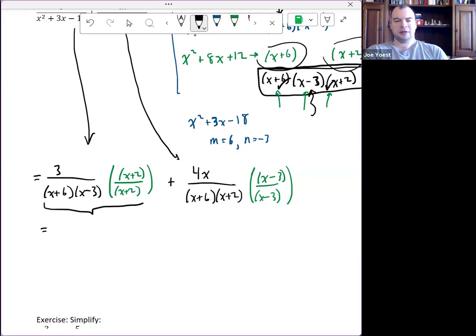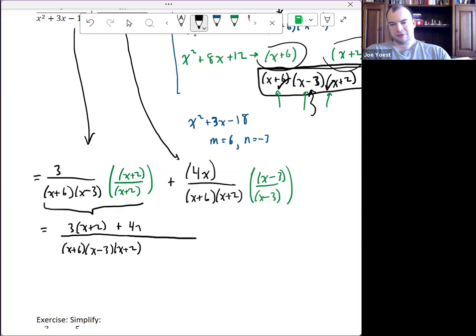I multiply this product together. So I have 3 times x plus 2 over x plus 6, x minus 3, x plus 2. Then I see I'm also going to have plus 4x times x minus 3 over that same denominator. I'm going to cut out a step here and just do plus 4x times x minus 3, like that.